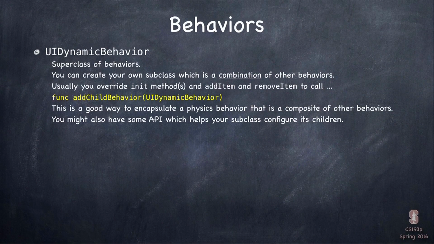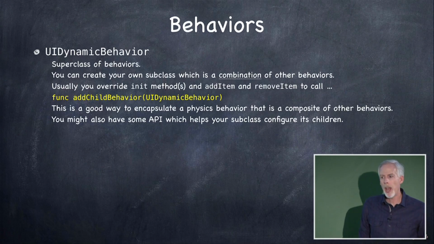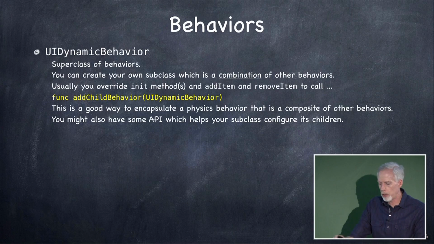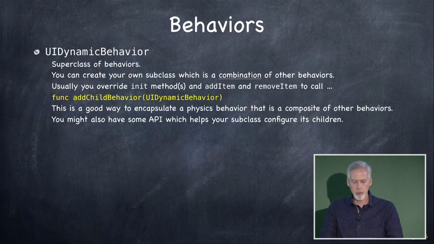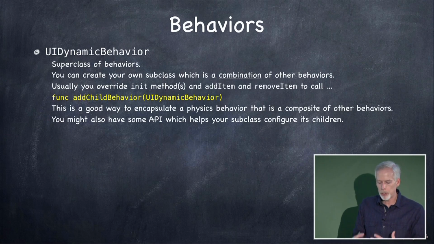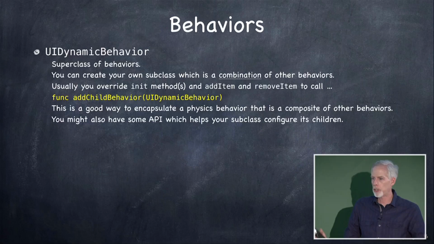Okay, UI dynamic behavior as opposed to UI dynamic item behavior. The last slide was UI dynamic item behavior. This is UI dynamic behavior. This is the superclass of all behaviors. Okay, and you can create your own behaviors as a composite of other behaviors by using this add child behavior method in UI dynamic behavior. So you simply subclass UI dynamic behavior, add child behavior for all the composite behaviors you want, the gravity and the dynamic item behaviors and collision, whatever. You add all those child behaviors and then add any items to all of those behaviors, and you've created a composite, a new kind of behavior which collects all those into one.